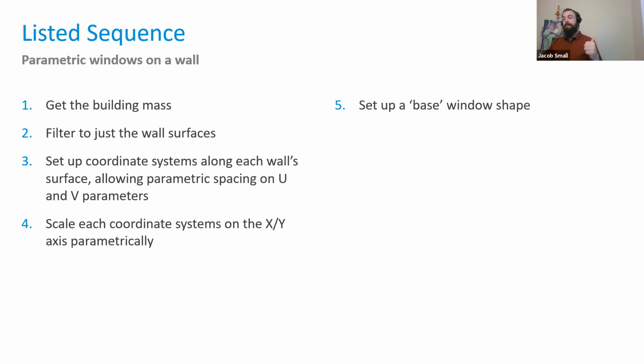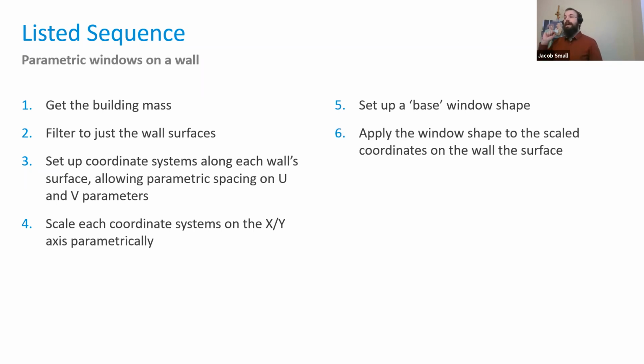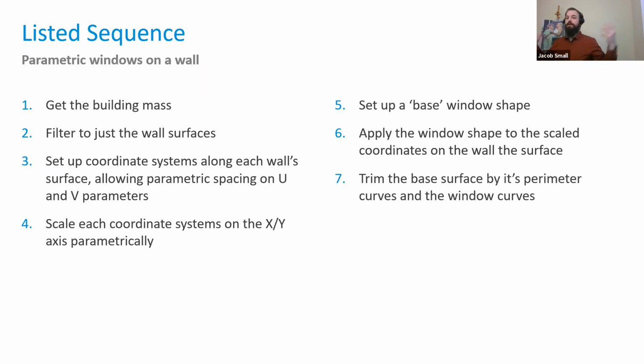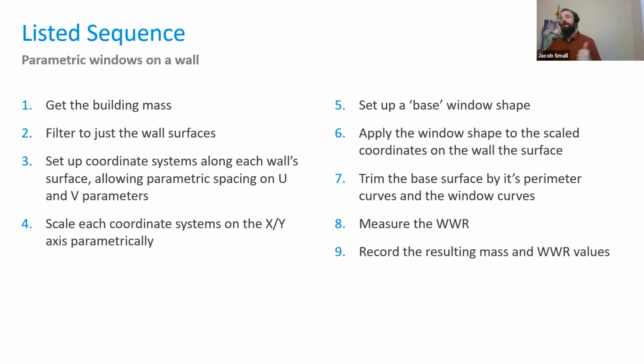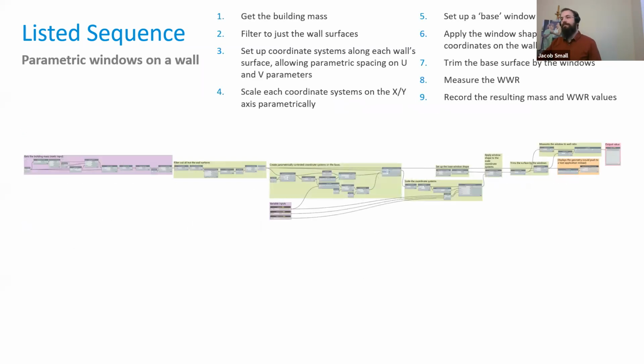We can then build a base window shape. In this case, we're going to do a 1x1 rectangle, and then apply that window shape to all the different scaled coordinate systems, and then we'll have windows on our walls. Then we use the base surface that the windows are placed on to trim out the window curves, measure the window to wall ratio, and then record out the results. So this is the overall graph. I'm going to break it down and give you an individual screenshot of what's happening at each one of these big groups.